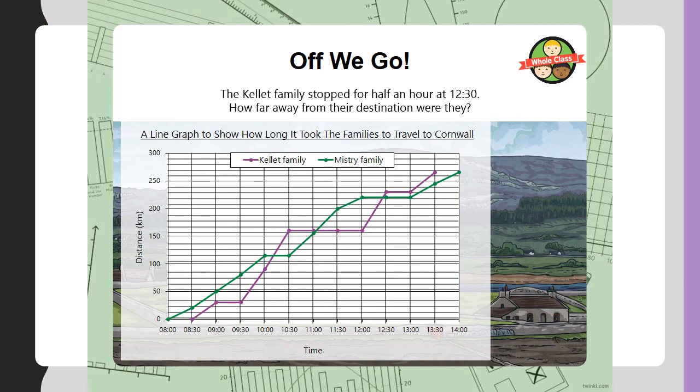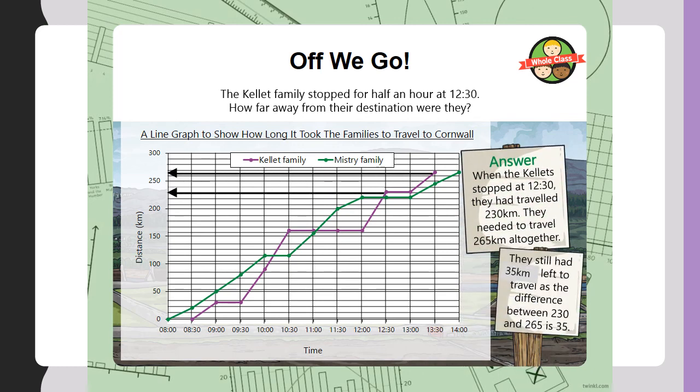Their destination, the total amount of distance they need to cover for their journey is 265 kilometres. And we know that because if we follow the y-axis, we're going up in intervals of 10 kilometres. So we know they travel 265 kilometres in total. Now, from 230 to 265, what is the difference? So we can see that from 230 to 265, there is a difference of 35. So they still had 35 kilometres left to travel. So well done if you managed to get that answer.